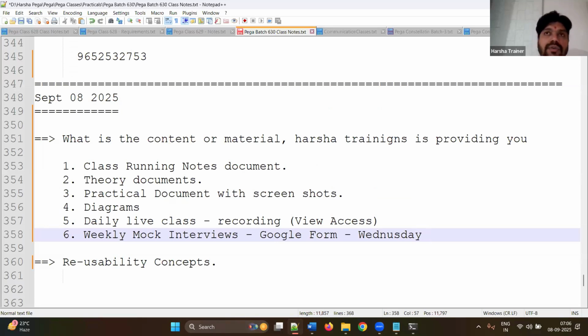So mostly by afternoon you will receive, on Wednesday or Thursday, mostly Thursday. So every Thursday or Wednesday, you will be receiving a Google form, which you have to fill with your name and your WhatsApp number, not your phone number. Because if you are from some other location, like a foreign country, we should call you only on WhatsApp.